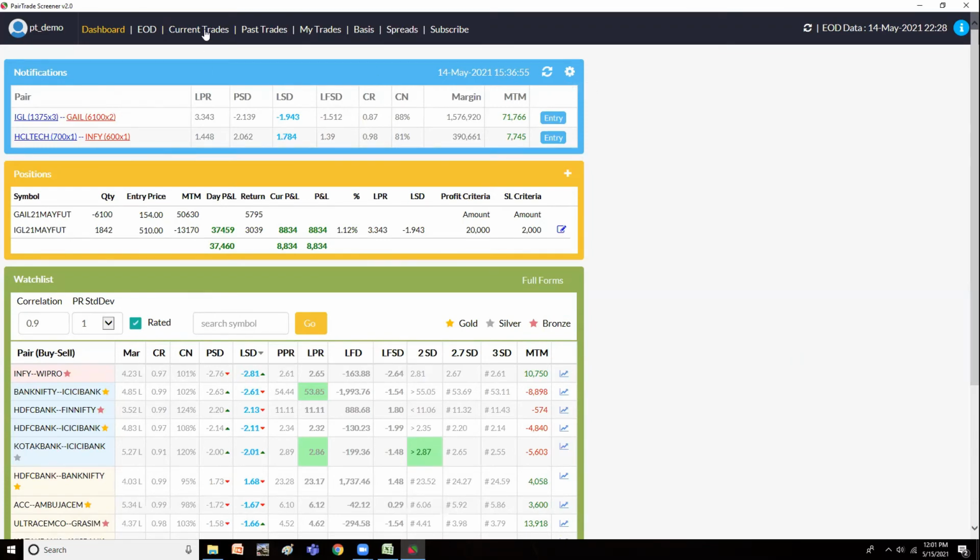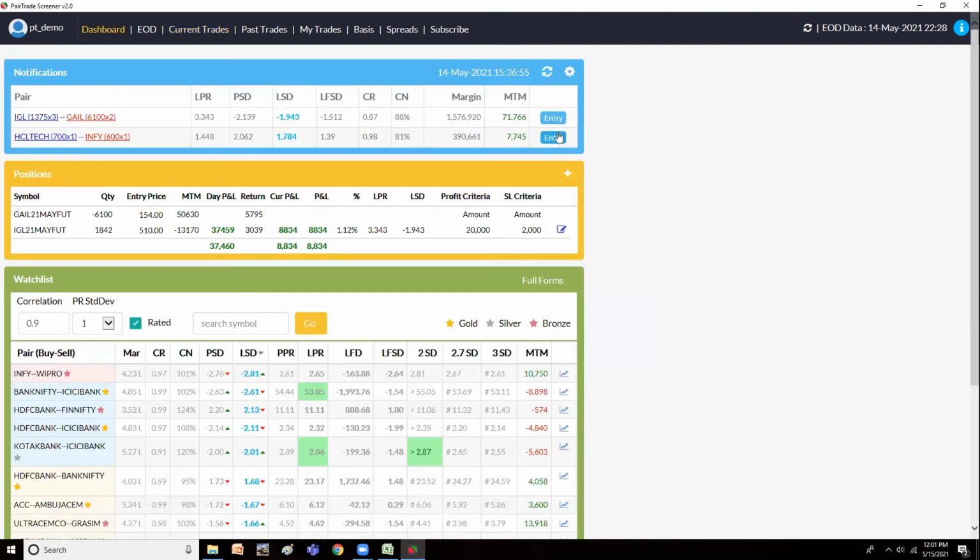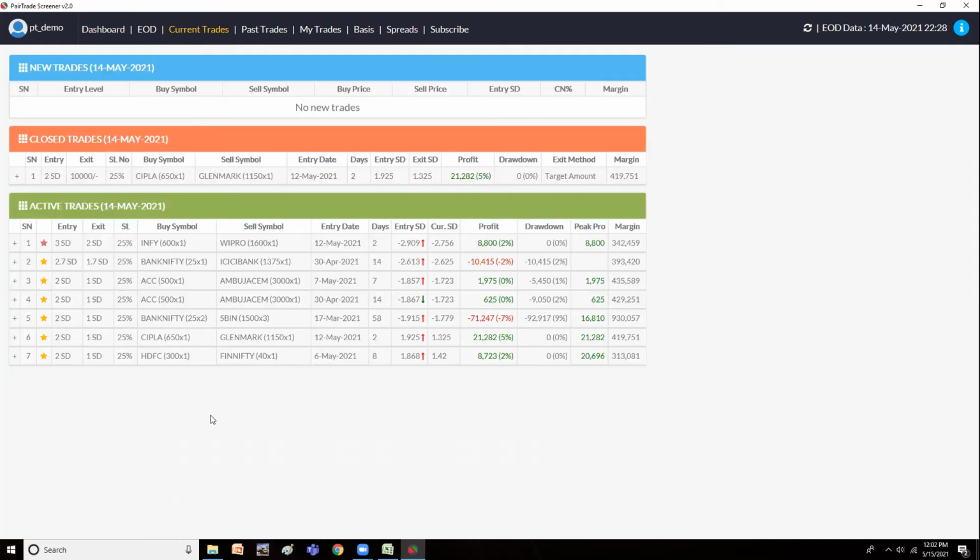Coming to the current trade section, it will display the running trades which are happening. For example, if you ask, are there any new trades entered on 14th May? No. There were no new trades, because if you see here, only 2 pairs came below 2 standard deviations, but they are not rated pairs. In the current trades, only the rated pairs are displayed. So there were no new trades, and one trade was closed here.